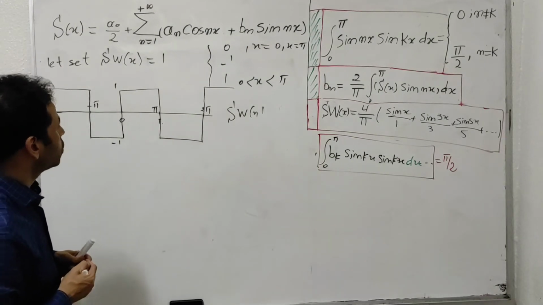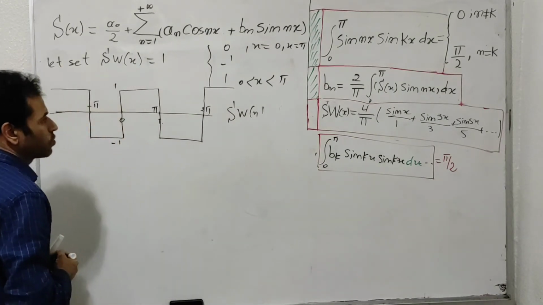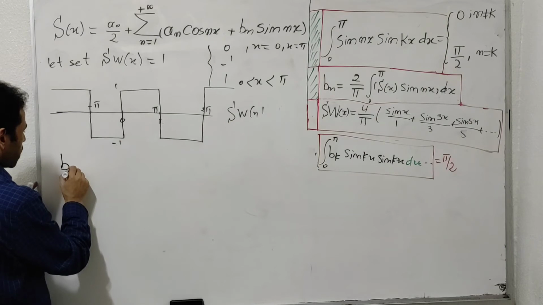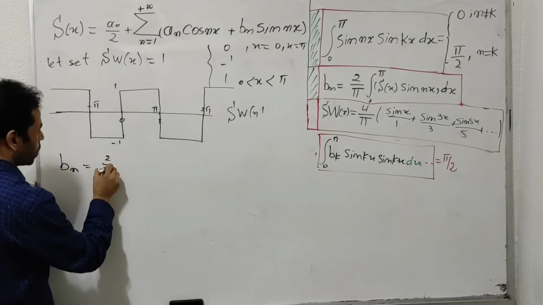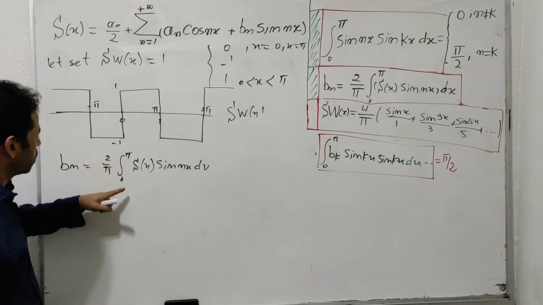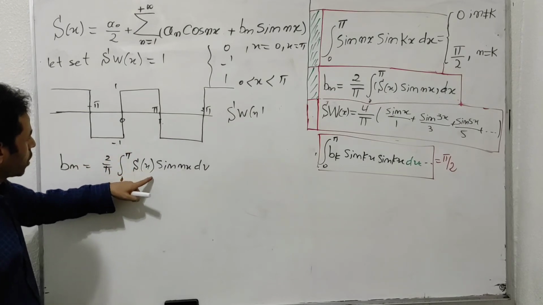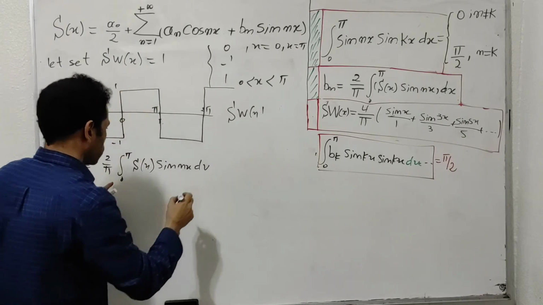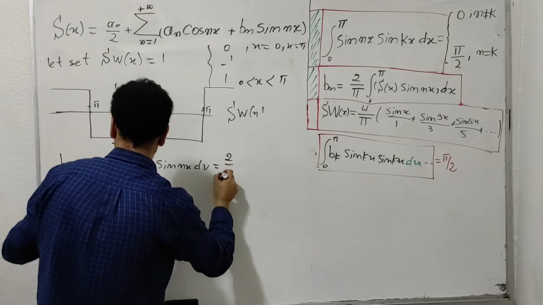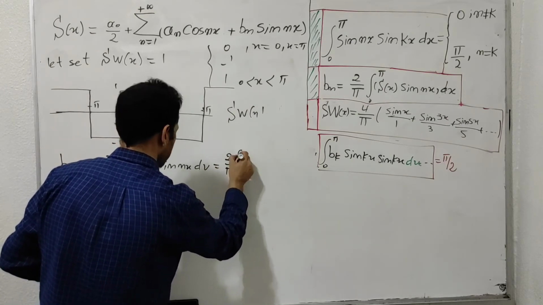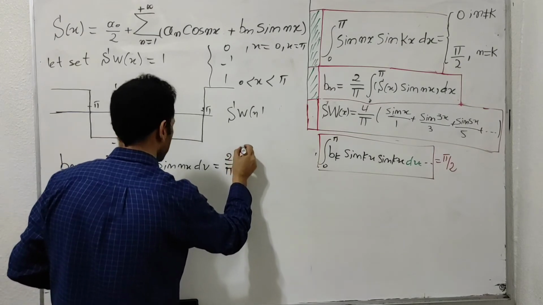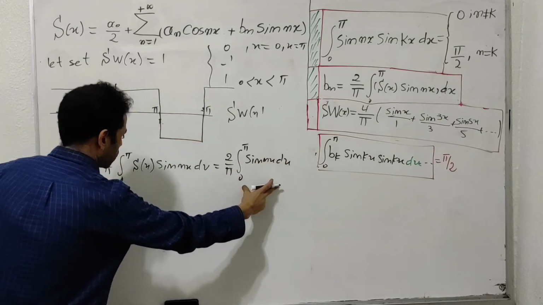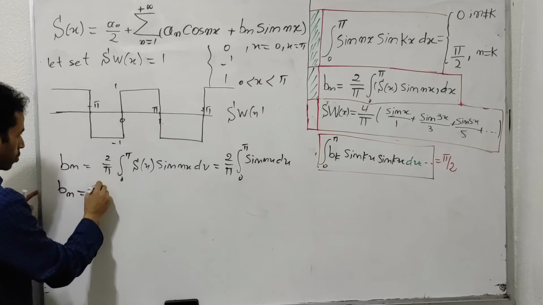So now I'm going to determine the square wave function. For the coefficient, we already proved b sub n equals 2 over pi multiplied by this integral, taking s of x equal to 1, because we're taking this function as a square wave. So our coefficient becomes 2 over pi multiplied by the integral as x goes from 0 to pi of sine nx dx.